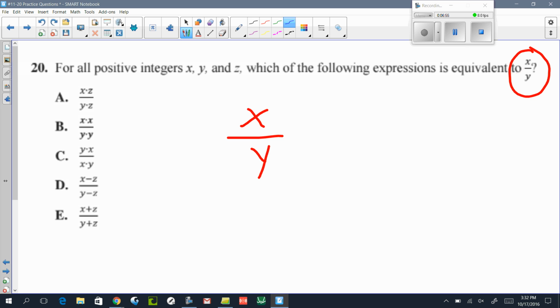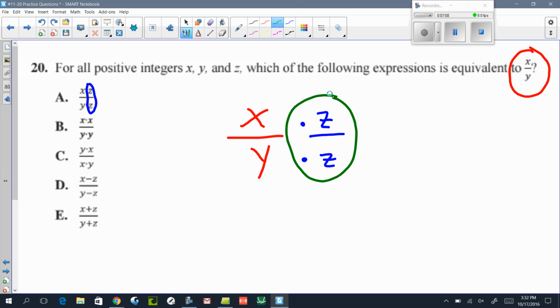So if we look at these, option A is the correct answer. On option A, they multiplied both the top and the bottom by z. Multiplying the top and bottom by z is just like taking this expression and multiplying by 1. Anything divided by itself is 1, and if you multiply by 1, it doesn't change anything. So you're still going to get x over y, and therefore it's equivalent. So multiplying by z, top and bottom, is the correct answer. A is the best option here.